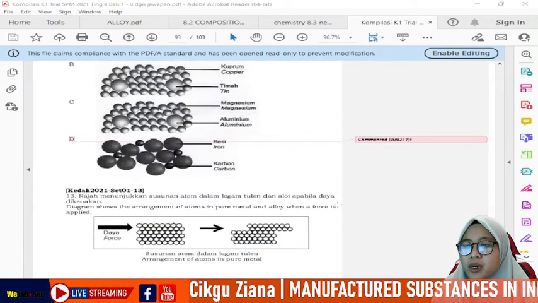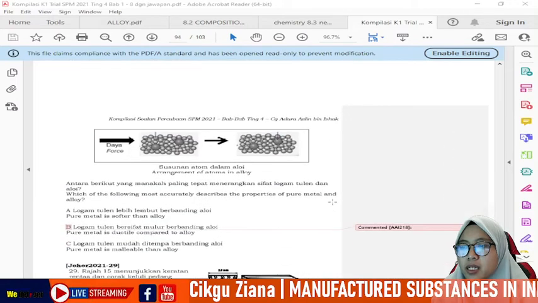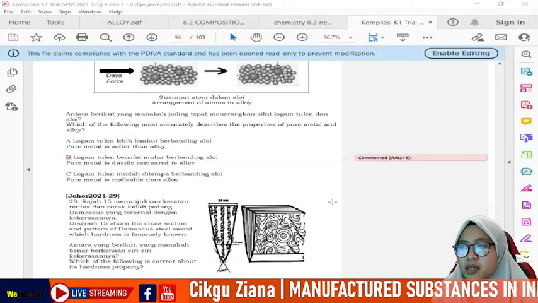Steel. Okay, the diagram shows the arrangement of atoms in pure metal and alloy when a force is applied. So, which of the following most accurately describes the properties of pure metal and alloy? Anyone? Farah? Farah ada? Ama, jawab.